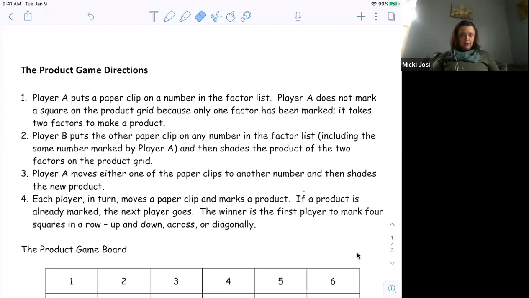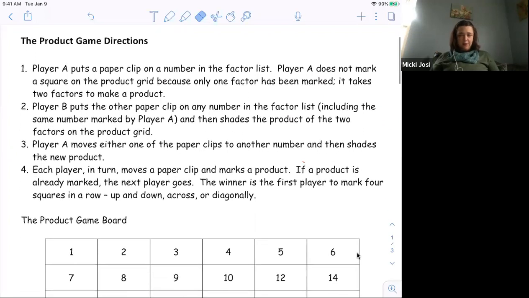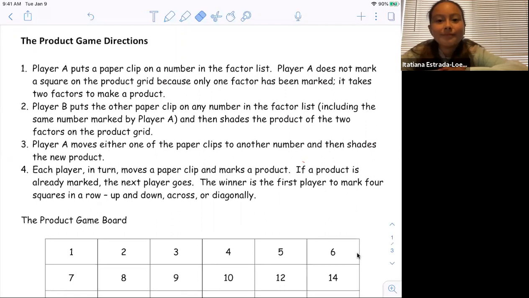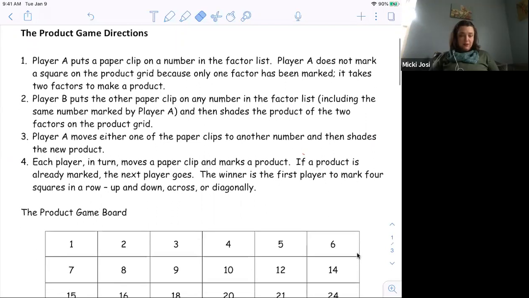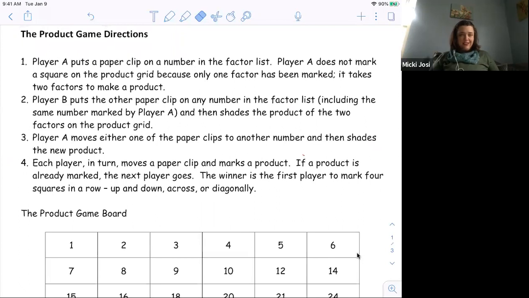Okay, we're gonna go ahead and look at this other game I have called the product game. It should be on the screen. How do you feel about reading? Do you like reading? Sometimes. Would you want to practice reading this with me? Yeah. The product game directions. Okay, go ahead and read number 1 for us.